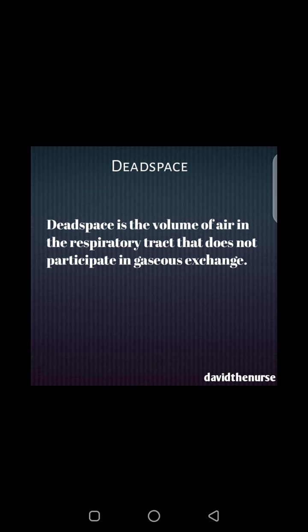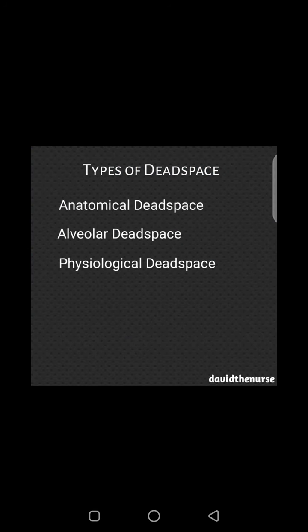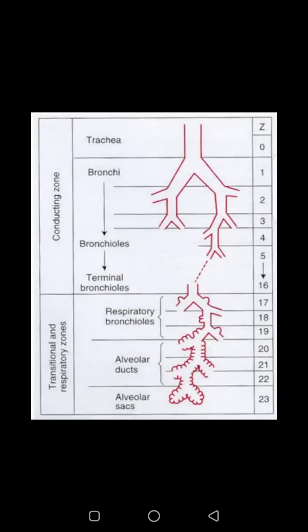Now, dead space is a volume of air in the respiratory tract that does not participate in gaseous exchange. And there are types of dead space: anatomical dead space, alveolar dead space, and physiological dead space. To understand these classifications, we need to come here and understand our tracheobronchial tree. And there are two major zones here: the conducting zone and the respiratory zone.